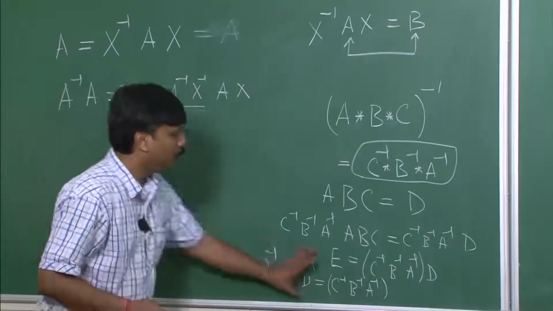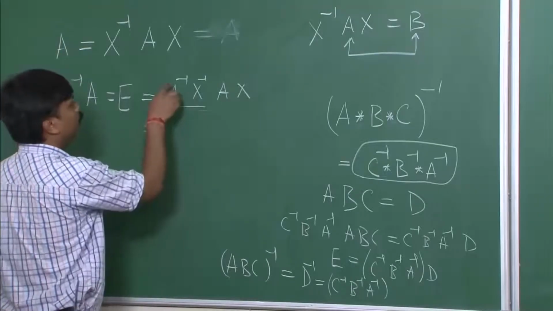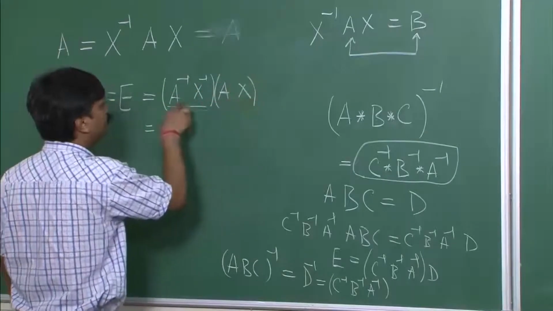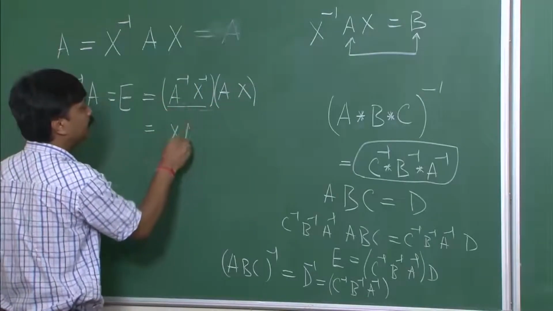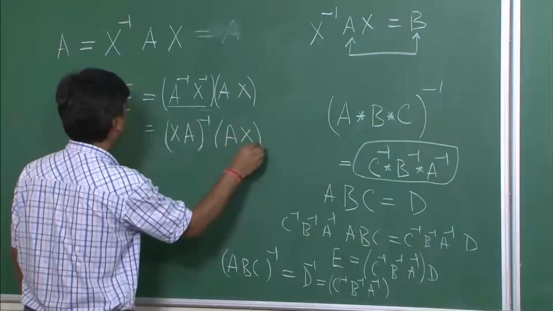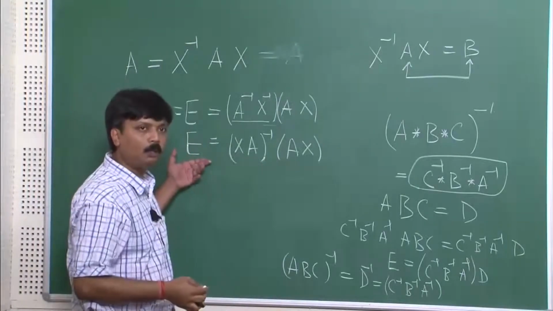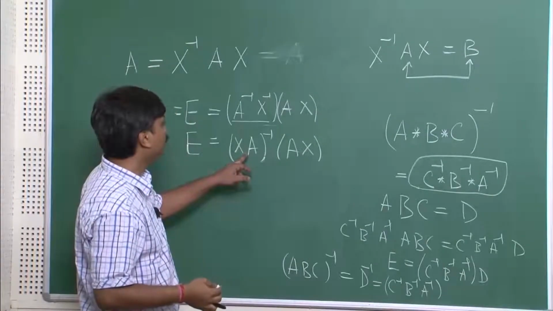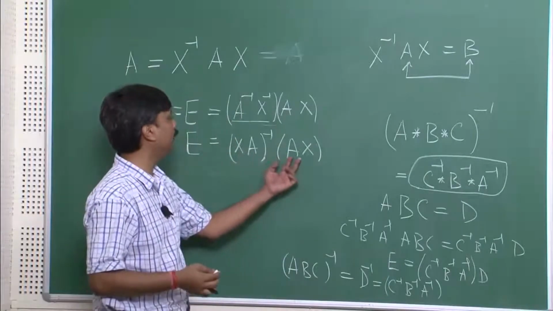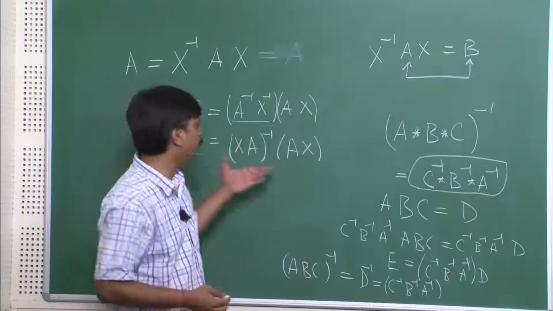So now, knowing this one, what can I write for this? So this is A inverse X inverse. Fine. Suppose I can separate these two. So this means X A whole inverse and then A X, correct? So this equals identity. Now this is only possible when X and A commute. So only if they commute can I write it like X A, correct? So in that case, obviously I have this one.